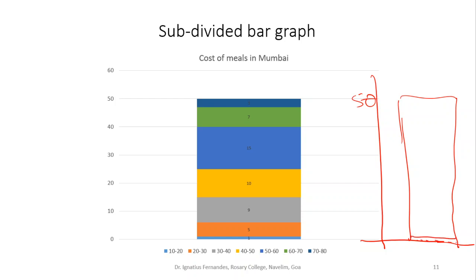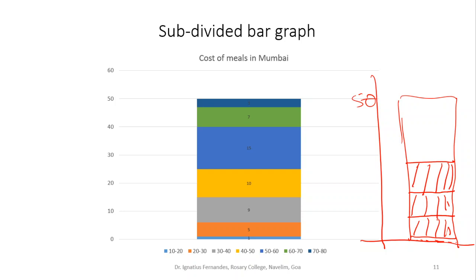So 1. The next frequency was 5, so accordingly I take the next 5 parts and divide it. Next was 9, so accordingly I draw a line at 9. The next frequency was 10, so I divide the next 10 parts. So this whole 50, depending on the frequency, you are dividing it. Like how you see here, there are different labelings that you can do, and depending on each of these colors, you have marked the labels.